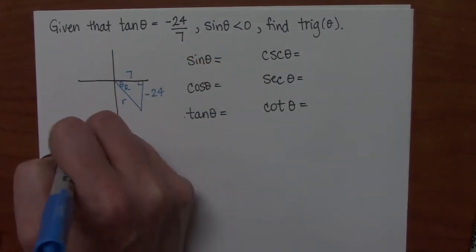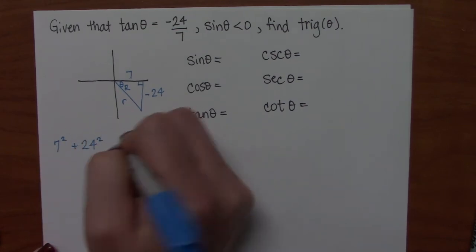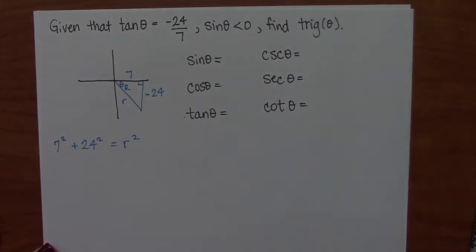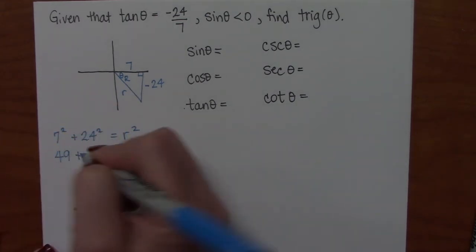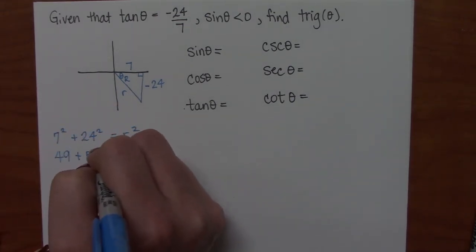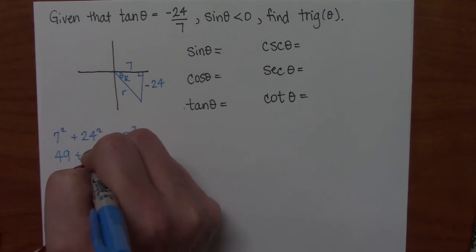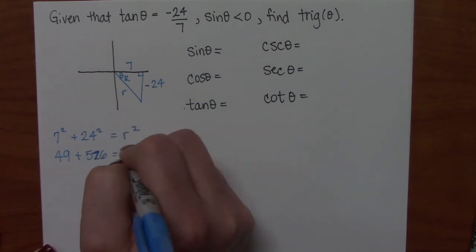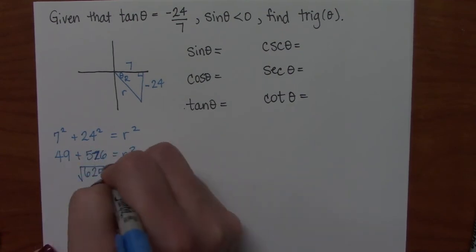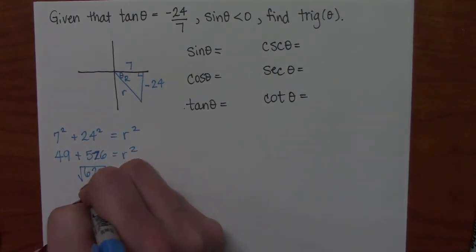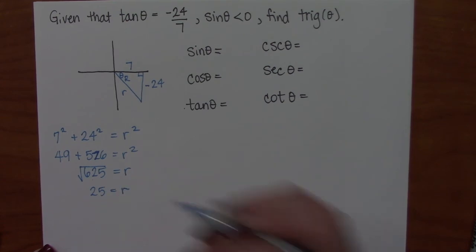So 7 squared plus 24 squared is going to equal r squared. 7 squared is 49. 24 squared is 576. So when you add those together, you get 625. And the square root of 625 is 25. So we actually get an integer.